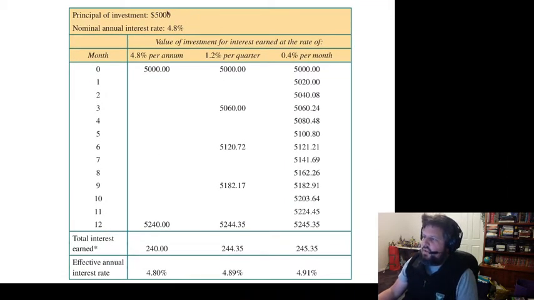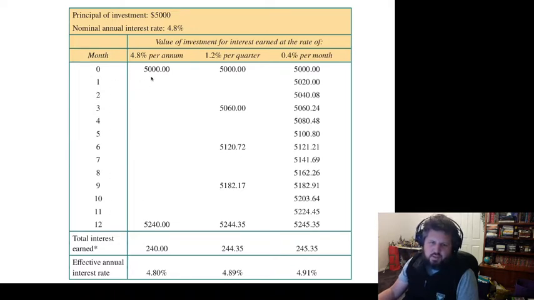Here's the table. Here's your $5,000 that's invested at 4.8% per year. If you're doing that for the whole year, you calculate what 4.8% of the $5,000 is. You'll work out that it's $240 that gets added on. You're earning $240 interest for the year.